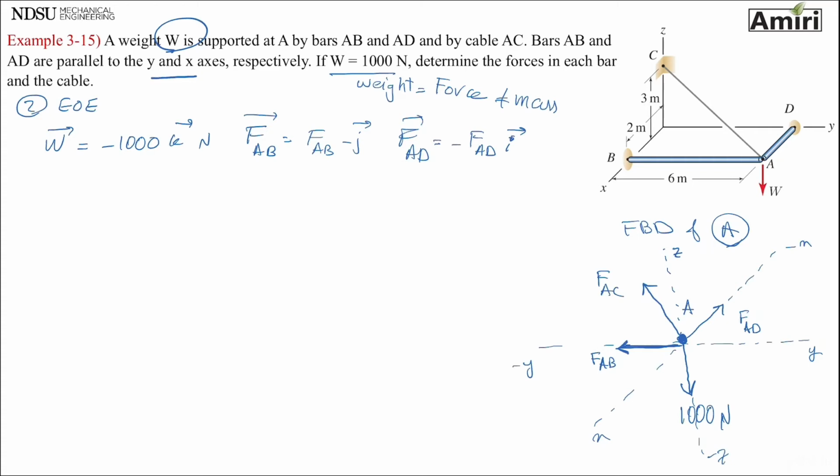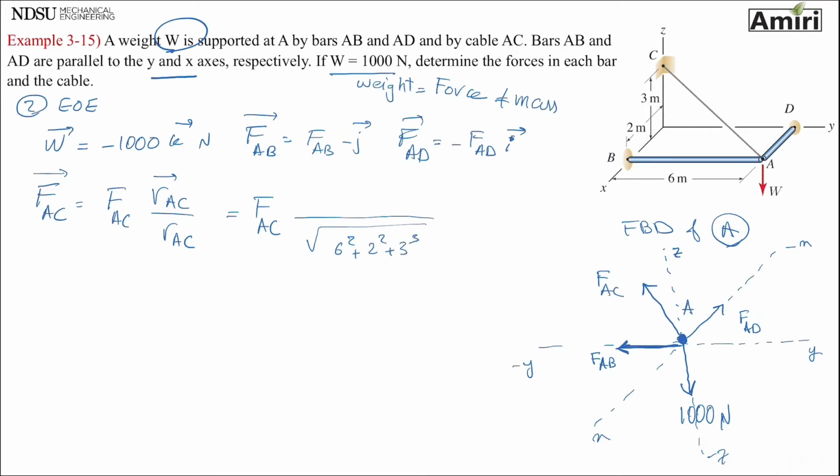And then FAC, it is one of those position vectors where you can take a shortcut. You don't have to do the position vector, but if you want, you definitely can. But I'm just going to do a shortcut of XYZ, and those three go down. So 6, 2, 3 meters: minus 2i minus 6j plus 3k meters.